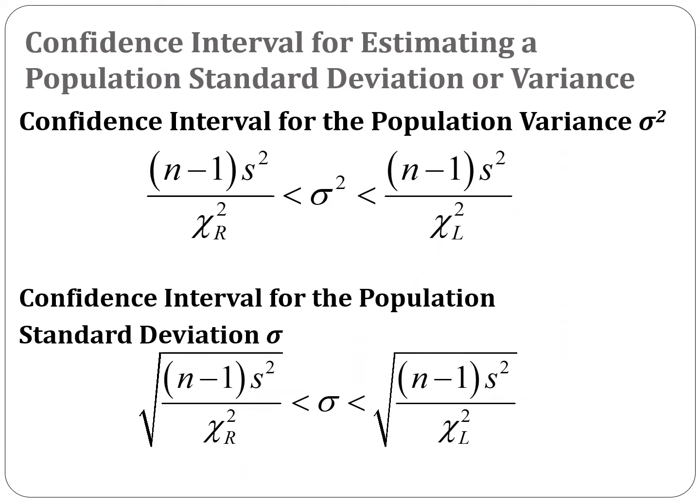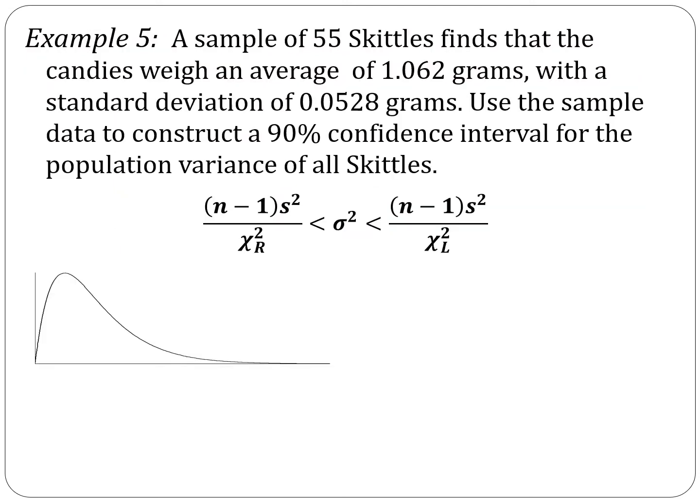All right, let's make a confidence interval. We can make one for the variance, which is this top equation, or the standard deviation, which is just the square root of this top equation. Here we have a sample of 55 Skittles. We find that they weigh an average of 1.062 grams with a standard deviation of 0.0528 grams. Use the sample data to construct a 90% confidence interval for the population variance of all Skittles.